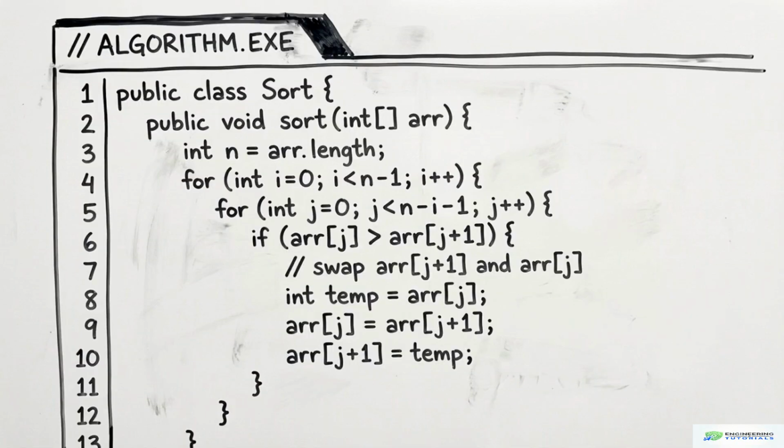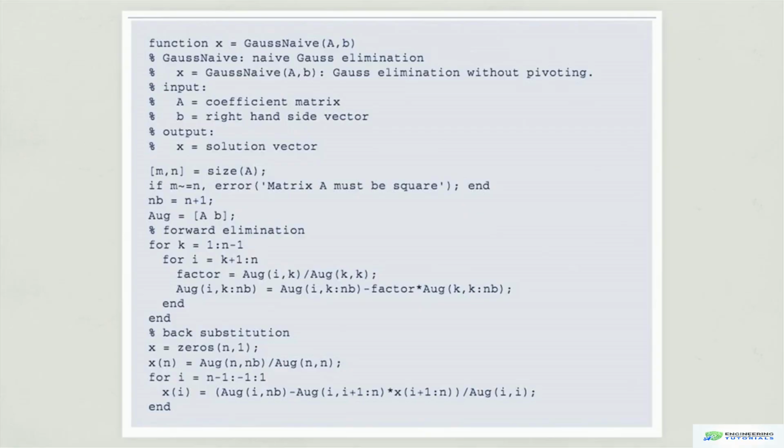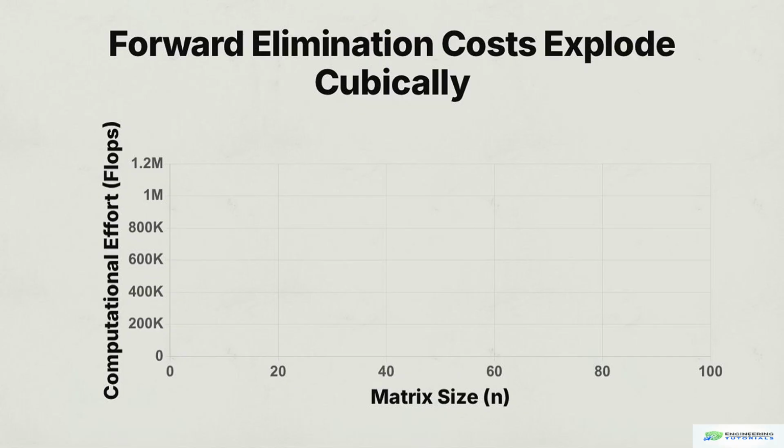When we write these steps into software, the basic implementation is known technically as naive Gauss elimination. This script shows how those mathematical steps translate directly into nested computational loops. Notice the k and i loops driving the forward elimination phase. Every time those loops run, the computer performs basic math. We measure this effort in floating point operations, or flops. Flops are the strict metric used to calculate exactly how much time an algorithm will cost a processor.